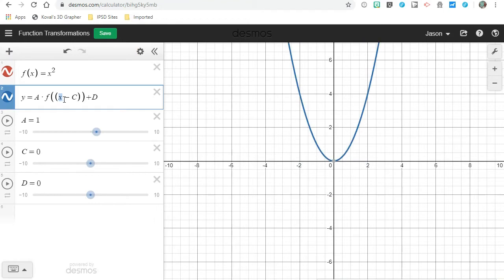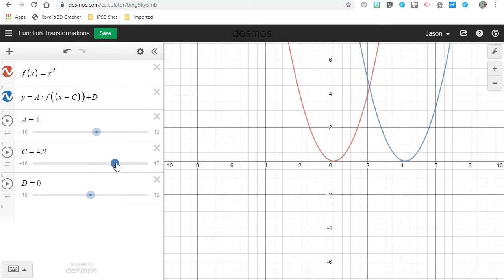Also notice that we have x minus C on the inside. So when we were playing around with C, if I increase C, in this case where C equals 2, I will have x minus 2. So when I move C where it's x minus 4, that's actually going to be to the right. But if I have x plus 4, because x minus negative 4 would be x plus 4, that would move it to the left.